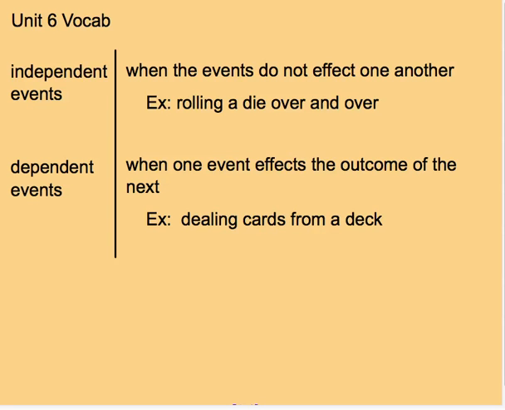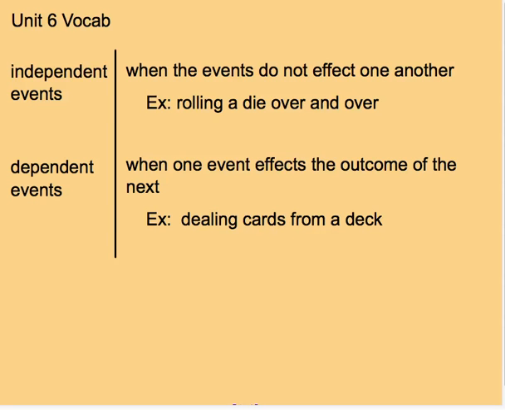Today we're going to take a look at comparing independent events, which is when two events do not affect the outcome of one another. So for example, when you roll a die and then you roll it again, what you rolled the first time doesn't change what could possibly happen when you roll it the second time.